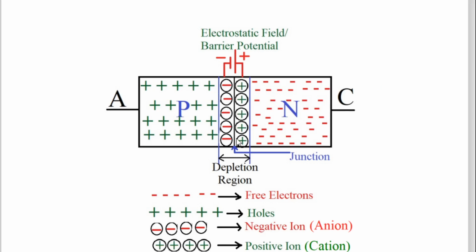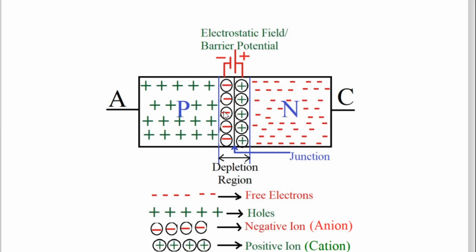On the left hand side, the atoms that have gained the electron, on the left hand side meaning p-type material, their total negative charge is increased, and that atom is converted into an anion, a negative ion, and therefore it is called the anode terminal.